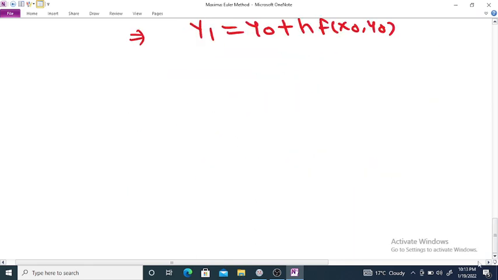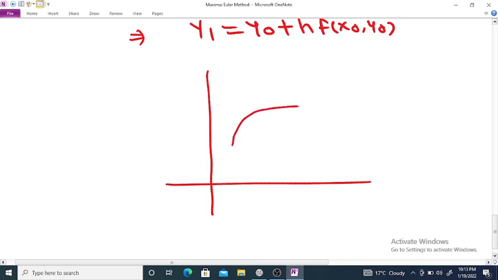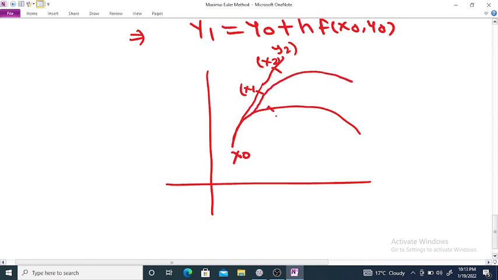Suppose this is a solution of the given differential equation, and this is a tangent line at x0, y0. Here is the point, say x1, and here is the point, say x2. Then y2 is an approximate solution, and here is the point x1.